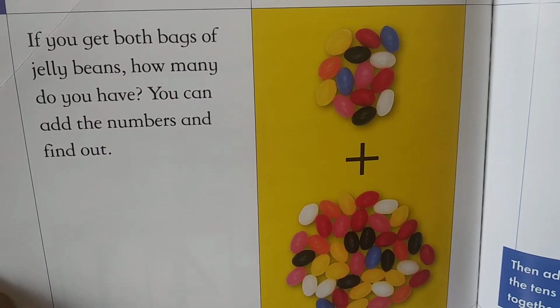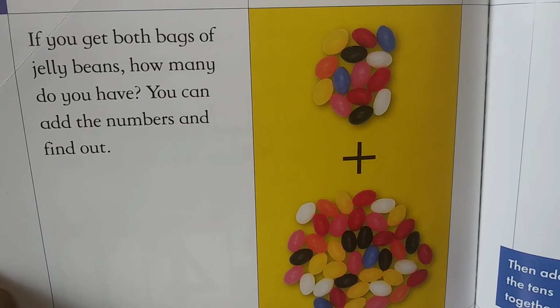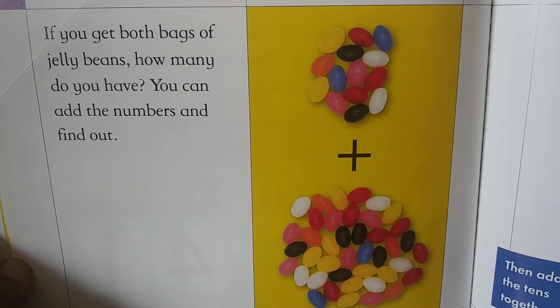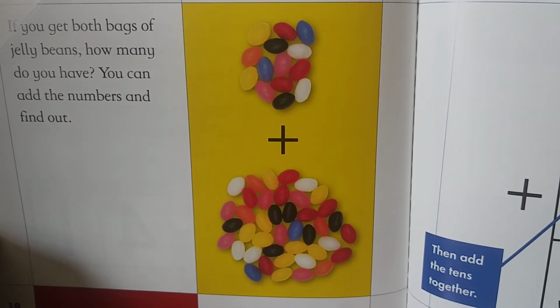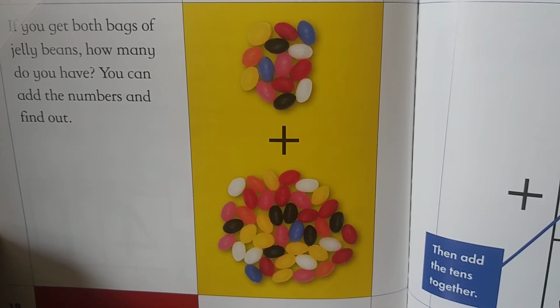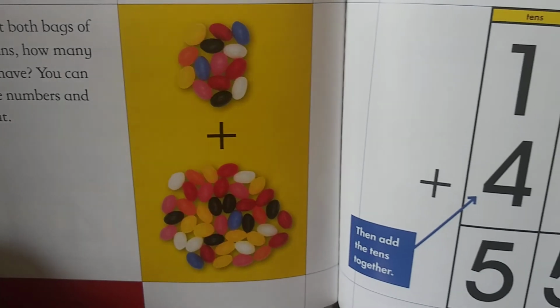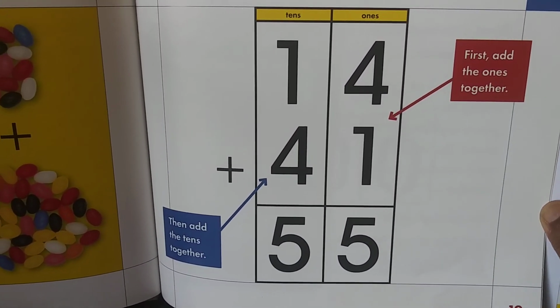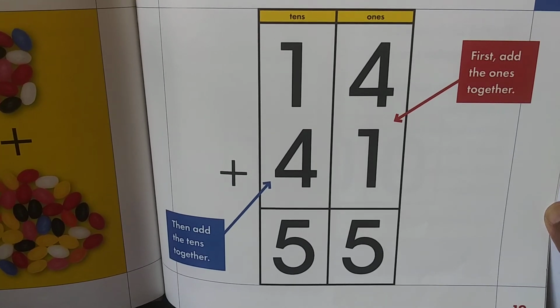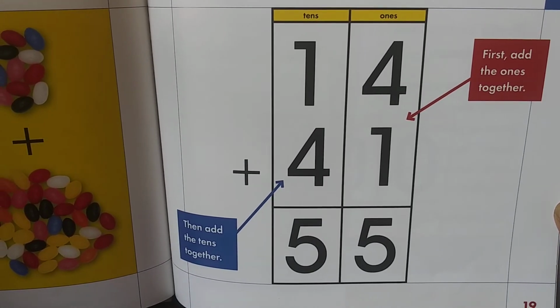If you get both bags of jelly beans, how many do you have? You can add the numbers and find out. First, add the ones together. Then add the tens together.